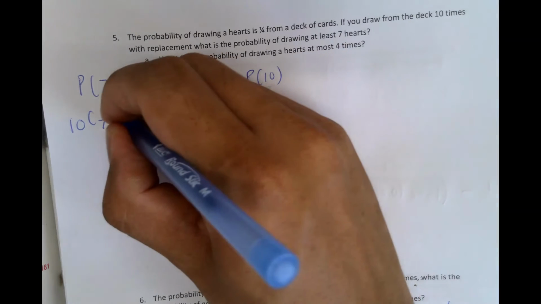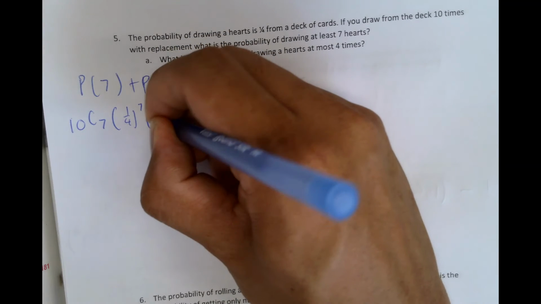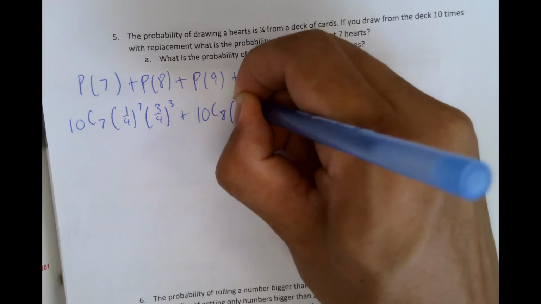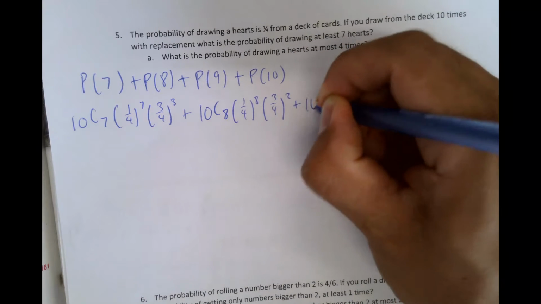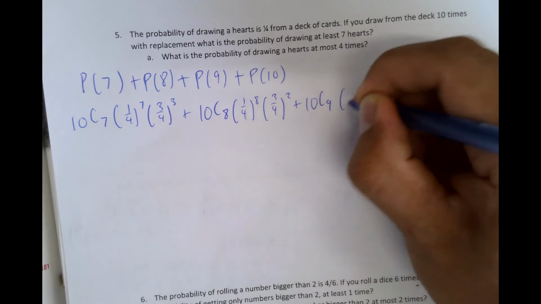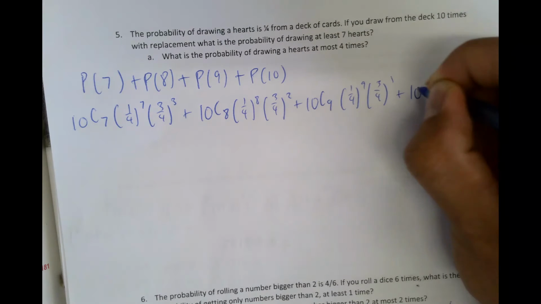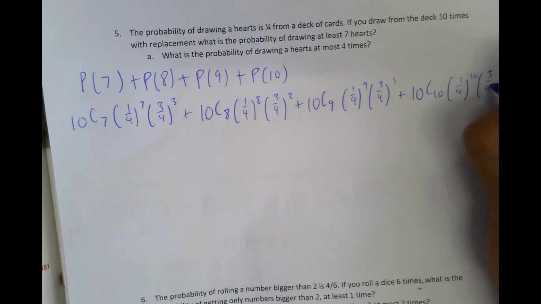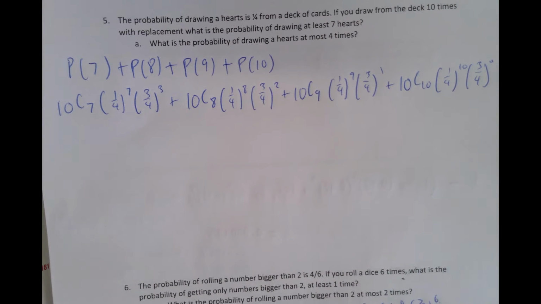10C7 times 1/4 to the 7th power, 3/4 to the 3rd power, plus 10C8, 1/4 to the 8th power, 3/4 to the 2nd power, plus 10C9, 1/4 to the 9th power, 3/4 to the 1 power, plus 10C10, 1/4 to the 10th power, 3/4 to the 0 power. So again, we're adding up the probability of each together to get your total probability.